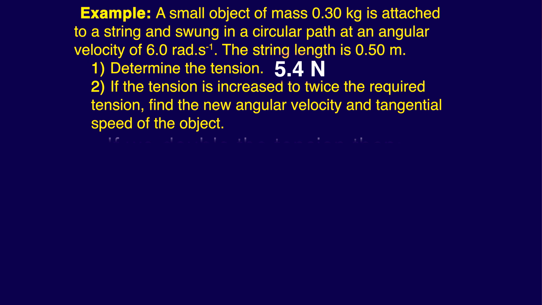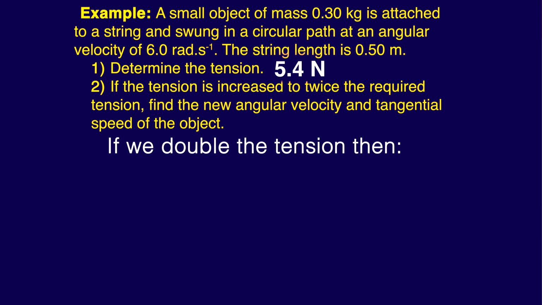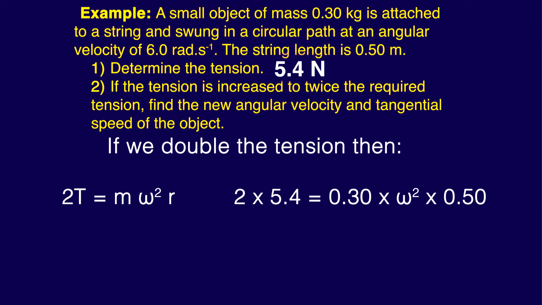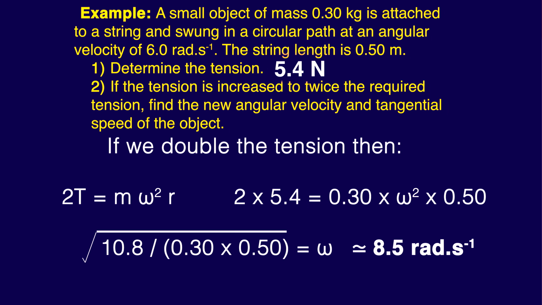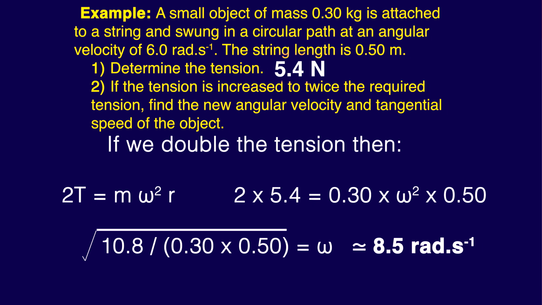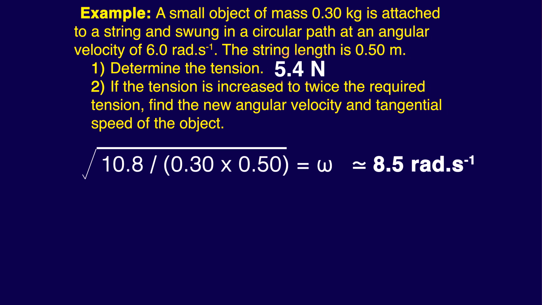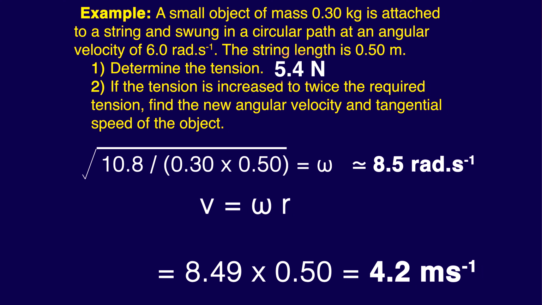Part 2, if we double the tension, then 2T equals m omega squared r. So 5.4 times 2 equals 0.3 times omega squared times 0.5. Rearranging that, we get the root of 10.8 over 0.3 times 0.5, which equals omega, and that equals 8.49, more or less 8.5 radians per second. The speed is found from v equals omega r, which equals 8.49 times 0.5, which equals 4.2 meters per second.